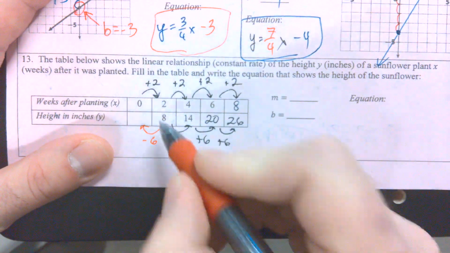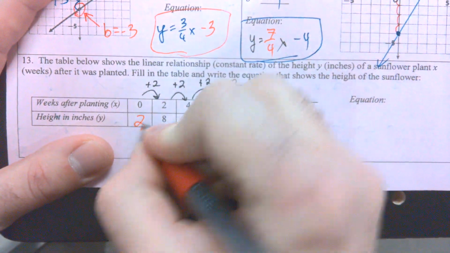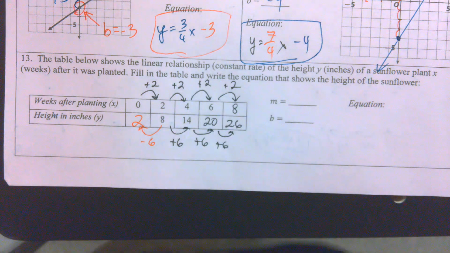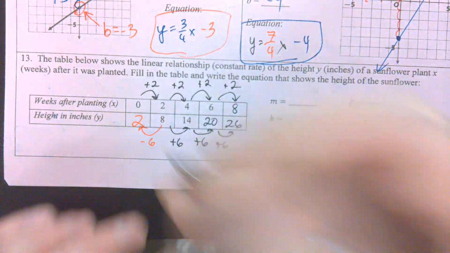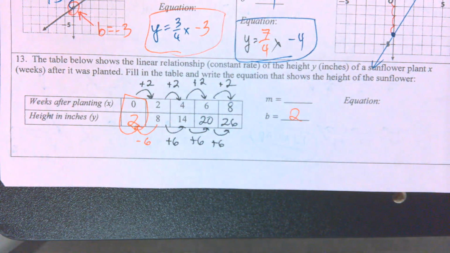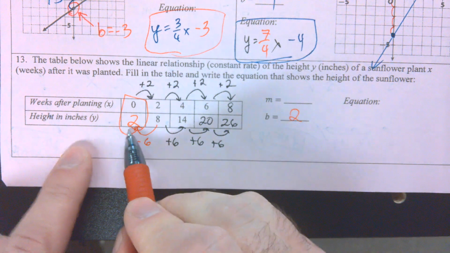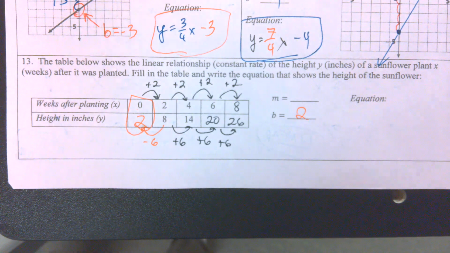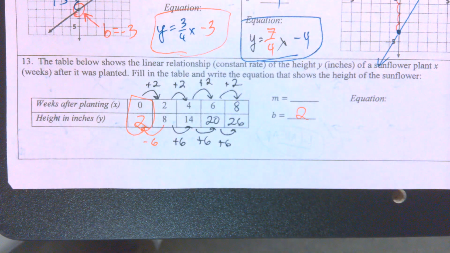Now if we're adding 6 to the right, what are we going to do to the left? Subtract 6. 8 minus 6 gives me 2. What does that 2 mean there? 2 is our B. Great. 0, 2. B is equal to 2. In the context of this problem, it means the sunflower was 2 inches tall right when we planted it. So we didn't plant it as a seed. We planted it when it was 2 inches tall.